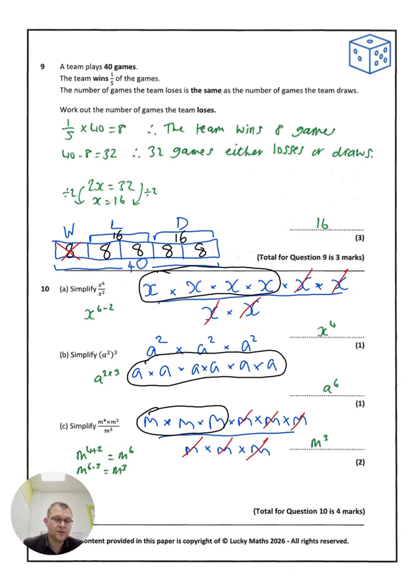And again, the last one is just a combination of both parts A and B, really, in the sense of writing things out fully. But to show that after you've cancelled so many letters, we're left with m to the power of 3.